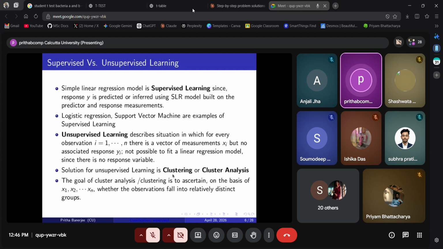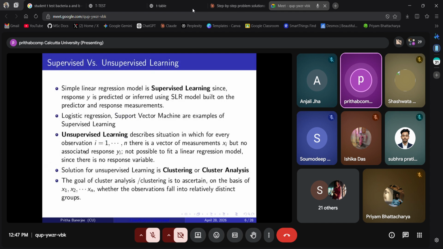Okay, so next comes supervised versus unsupervised learning. All of you know what it is. The simple linear regression model, as I said, is supervised learning because response Y is predicted or inferred using the simple linear regression model built on the predictor and the response measurements. And logistic regression and support vector machines, these two things we will be learning, logistic regression in this class and support vector machines probably in the next class. These are also examples of supervised learning.